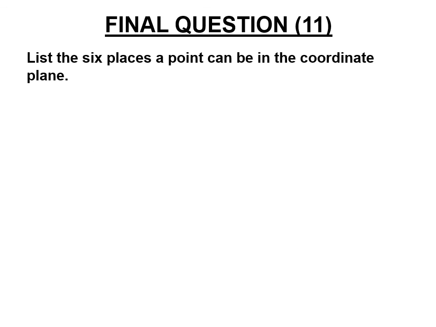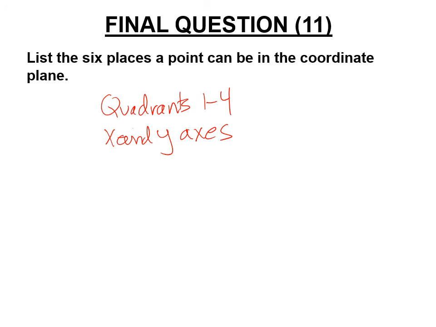All right, what are the 6 places a point can be in the coordinate plane? 6 points, 6 places, right? It can be in quadrants 1 through 4, and the x and y. And if you're going to write it this way, you're going to use the plural, axes. That's 6 locations. All right, origin is not a 7th location. The origin is on both the x and y axis.